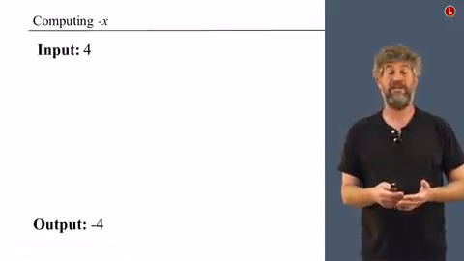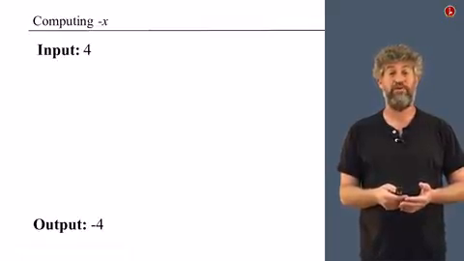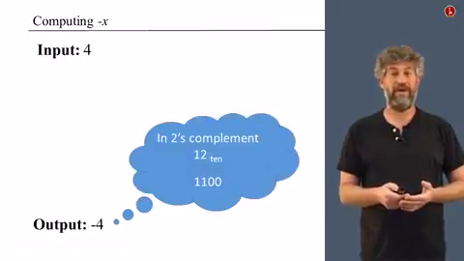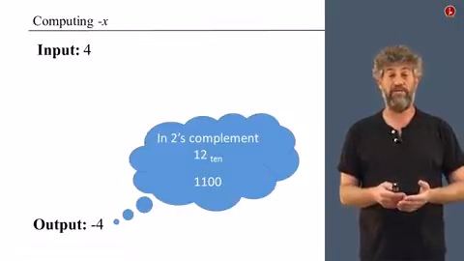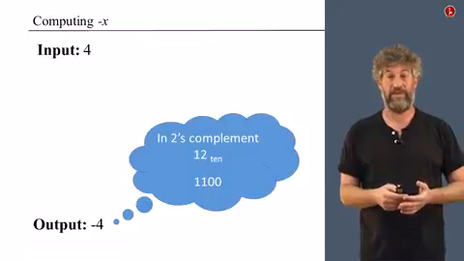Let's see how we can design Boolean hardware circuitry that takes as input x and produces as output -x in 2's complement. For example, it takes 4 as input and produces -4. So again, what would -4 be in 2's complement? It would be the bits 1, 1, 0, 0, which represent 12, which is 16 minus 4, the way we are going to represent -4 in 2's complement.